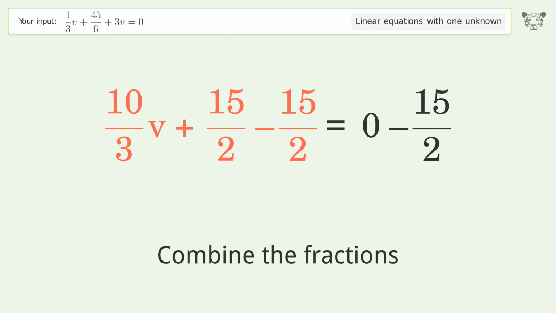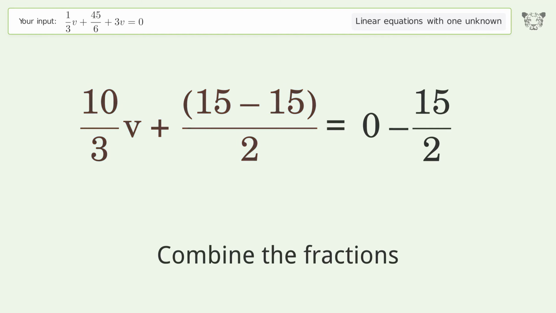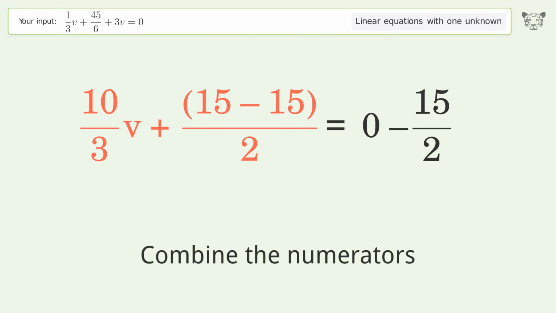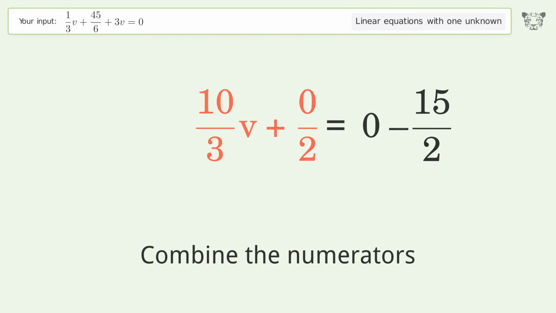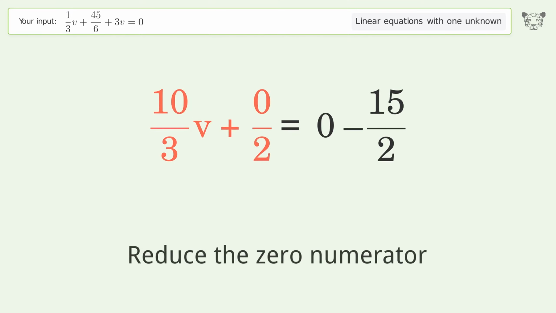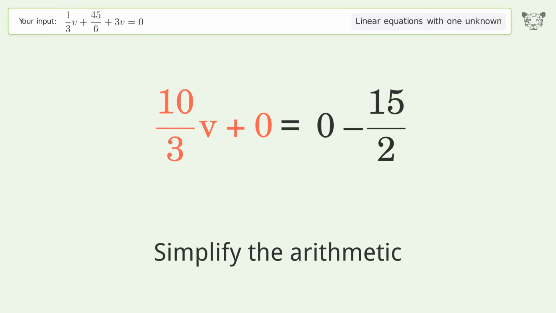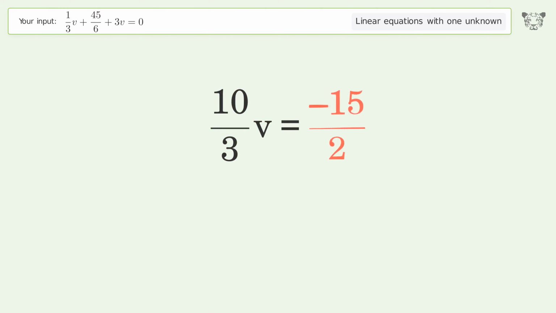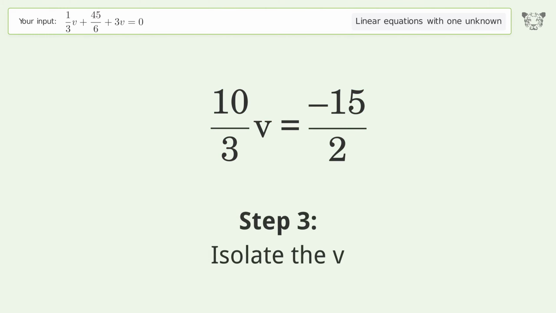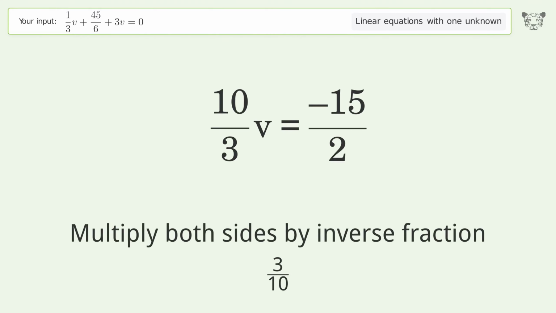Combine the fractions. Combine the numerators. Reduce the zero numerator. Simplify the arithmetic. Isolate the v. Multiply both sides by inverse fraction 3/10.